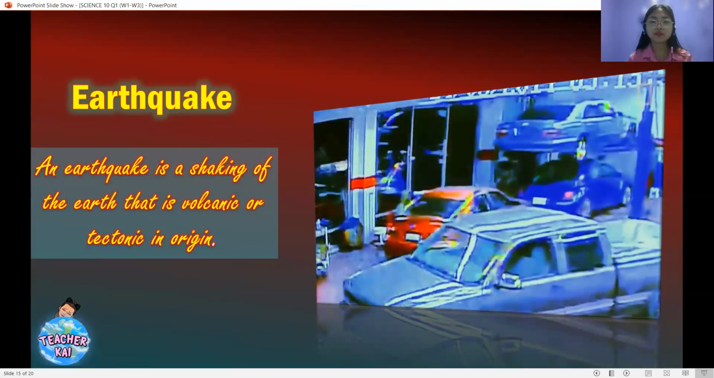Okay, so as you can see in the video, there is an intense quake, no, shaking of the ground. So that is an earthquake.